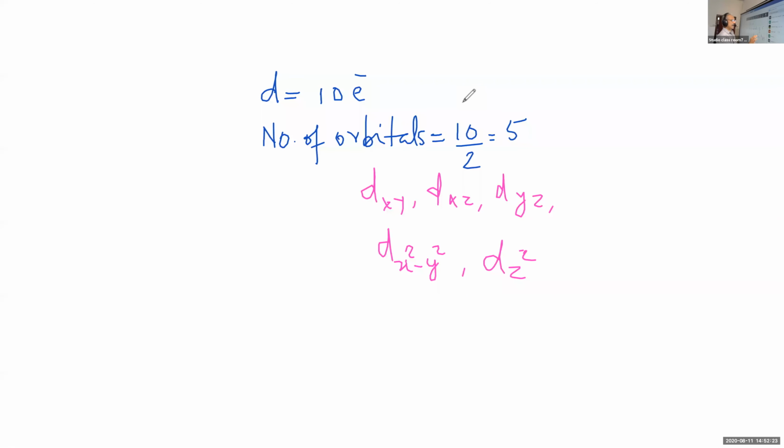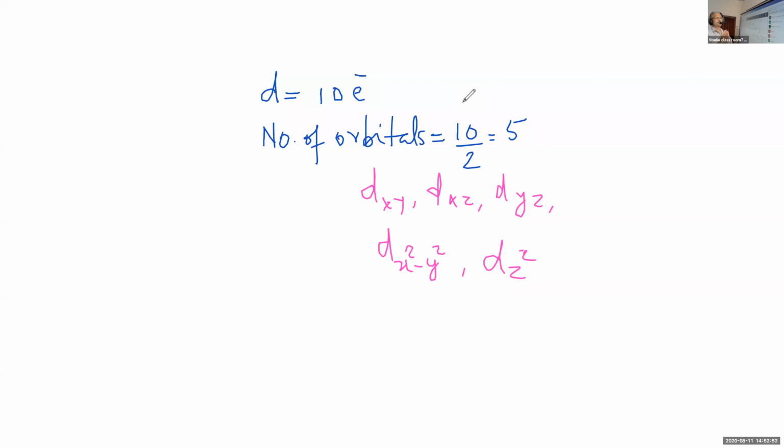Instead of dxz, in the book it may be given as dzx. It's all right, it doesn't matter. Similarly, the order given, say after dxy, in the book it may be dyz. It's all right, it doesn't matter. So dxy, dxz, dyz, dx square minus y square, and dz square. These are the 5 d orbitals.